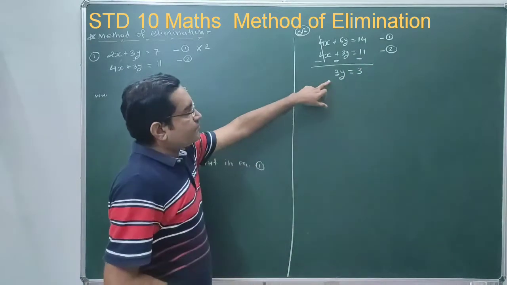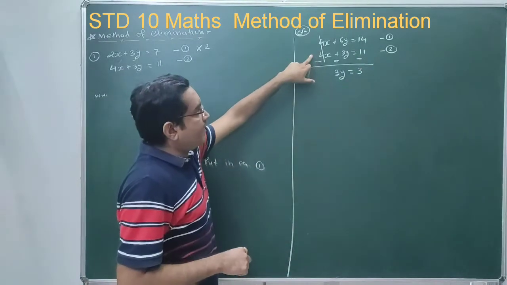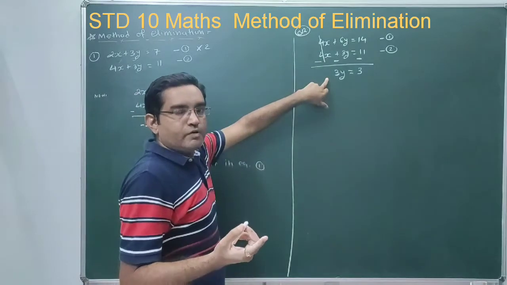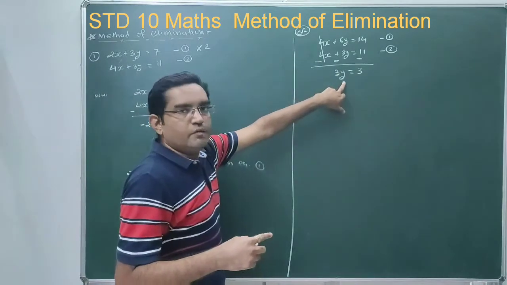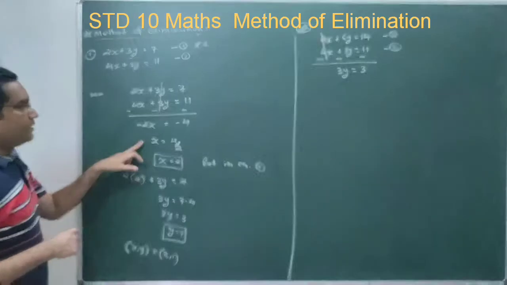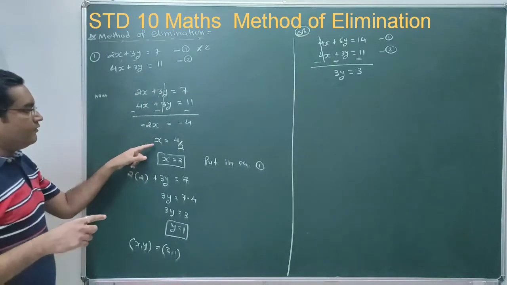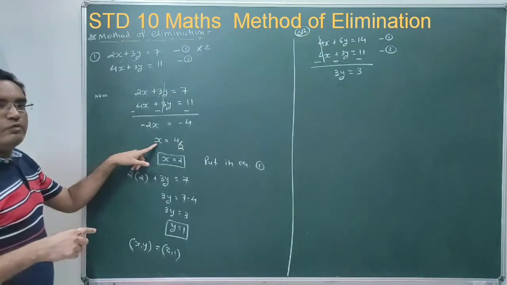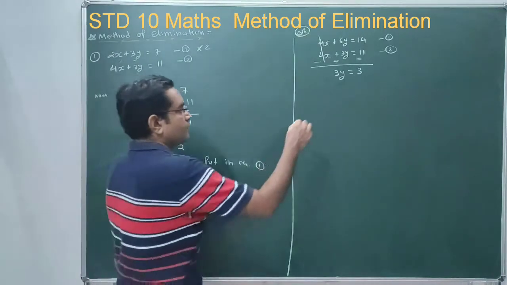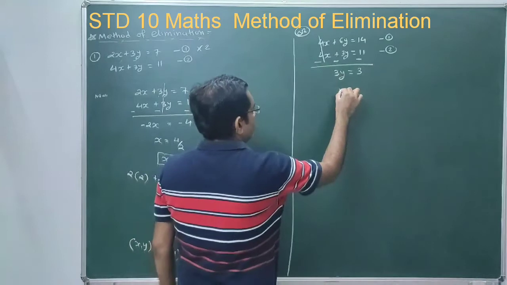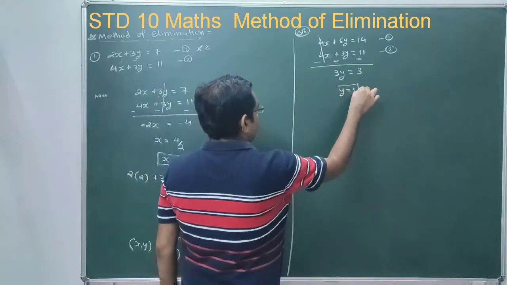So here, after the elimination of variable x, we are getting one linear equation in one variable, that is variable y. In this case, after eliminating the variable y, we are getting one linear equation in one variable, in the form of x. Clear? So now 3y equal to 3, so we are getting y equal to 1.